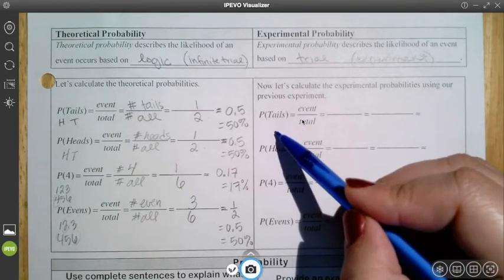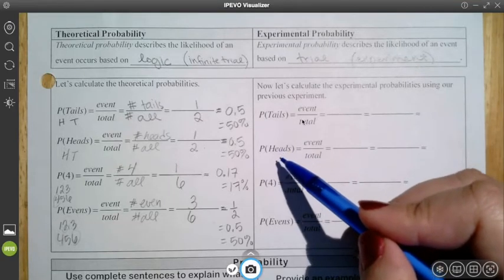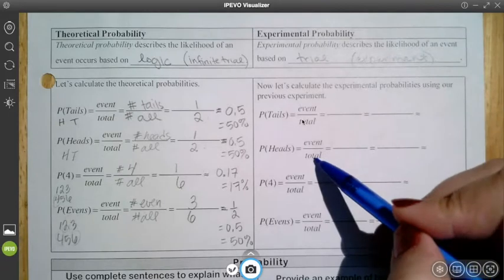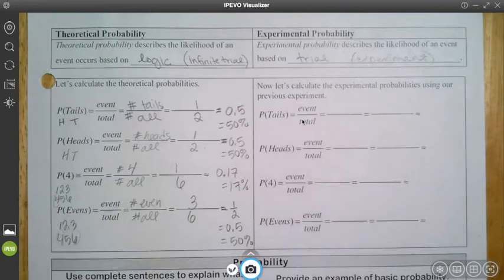And how many coin flips were there for the class? How many coin flips were heads? And how many total coin flips were there for the class? So those two denominators should be the same. How many people rolled a 4 and how many total dice rolls were there? How many people rolled an even number and how many total dice rolls were there?